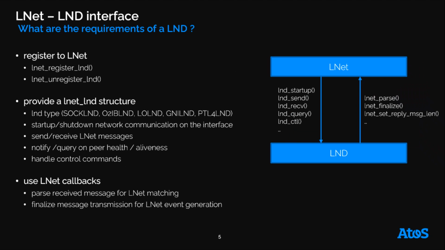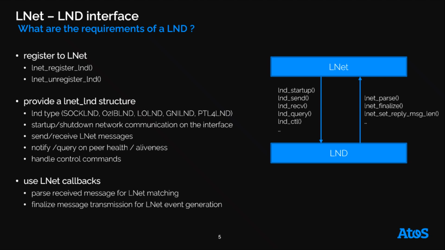What are the requirements of an LND? First, it needs to register to LNet and provide function pointers through the lnet_lnd structure. This allows LNet to rely on the LND to start up network communications on a new interface, or to send a message to a peer in the same network, or to query the status of a peer.